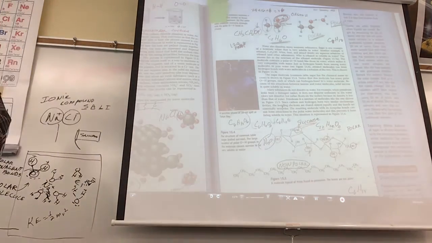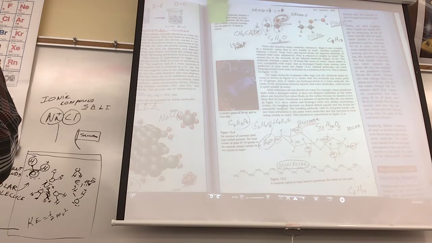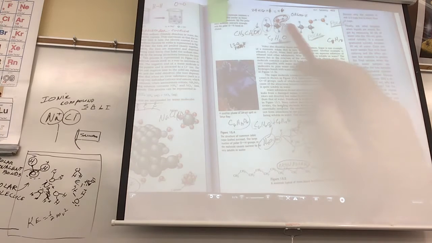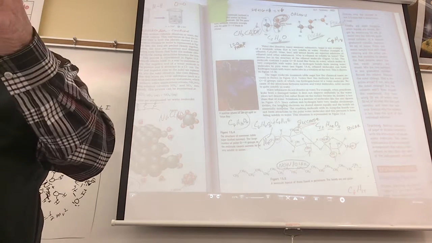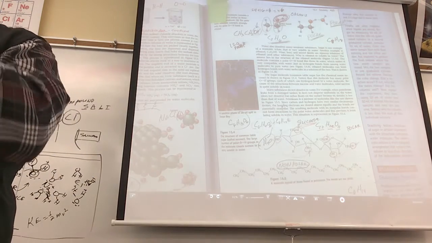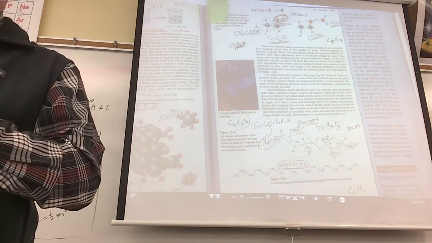And what about alcohol? Polar or not polar? It is polar. Why? Because you have uneven sharing right here. So does alcohol mix with water? Yes, because polar things have a plus-minus nature. They can dissolve things that also have a plus-minus nature.